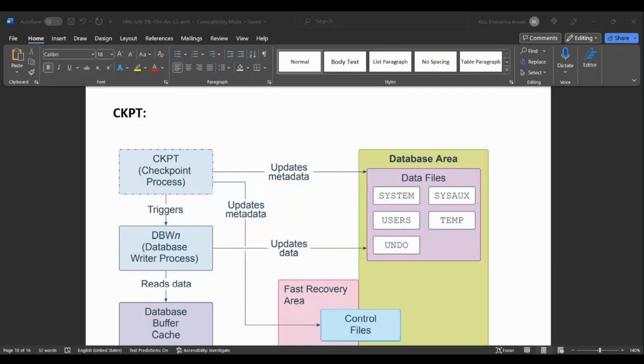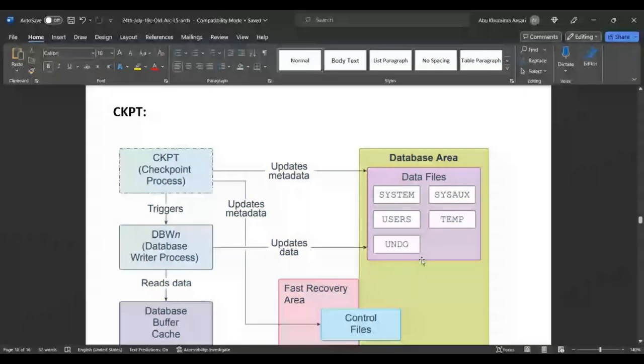Okay. So now what will CKPT do? CKPT will update the control file and data file header with checkpoint information, and also it will signal DBWR or DBW to write blocks to disk. So checkpoint information basically includes the checkpoint position, SCN number and location in the online redo log file to begin recovery. But CKPT does not write dirty buffers, please remember that, and does not write redo blocks to the online redo log file. You can remember this also. Clear, guys?